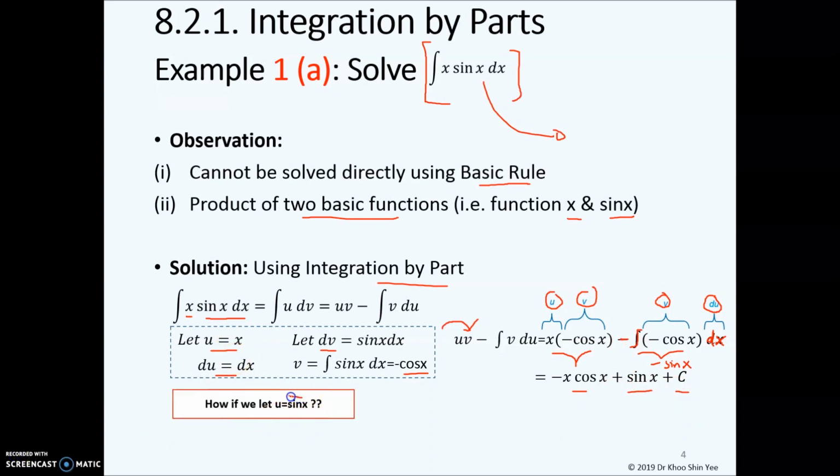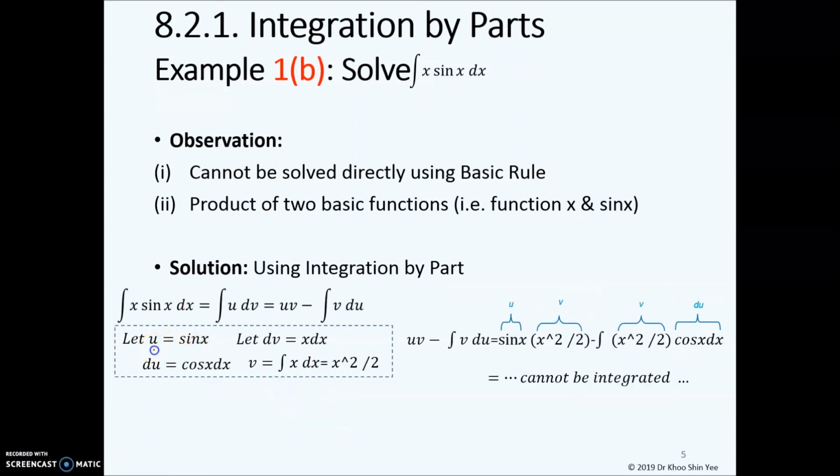So how about if we let u equal to sine x for this case? In this case, we let u equal to sine x, where dv equals x dx, and then integrate v, okay, you get x squared over 2. Differentiate sine x, you get cos x dx. So we substitute this into the formula. So this is your u, sine x, this is your v, which is x squared over 2, and this is your du.